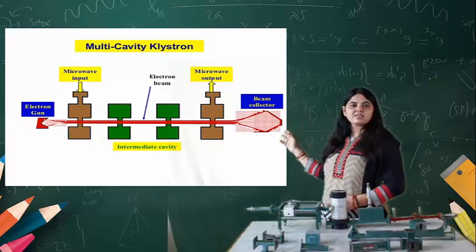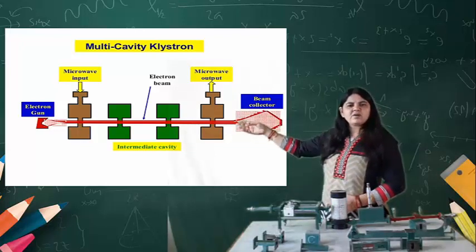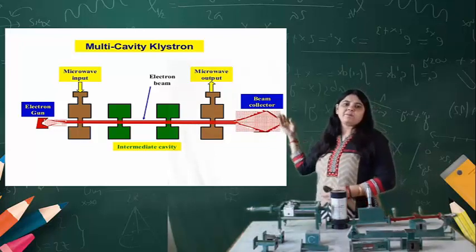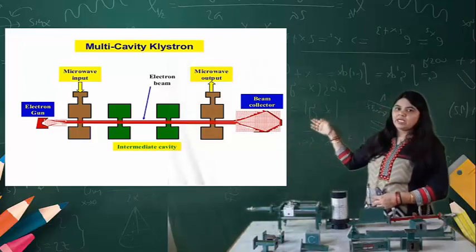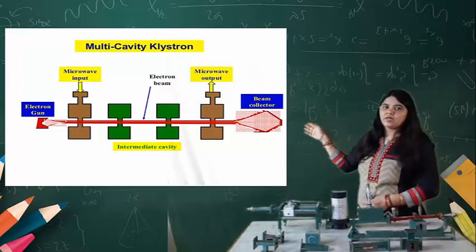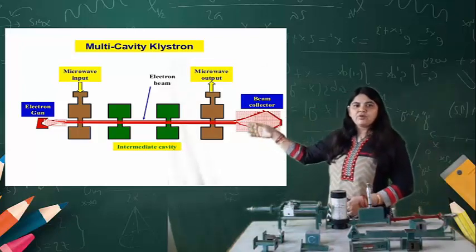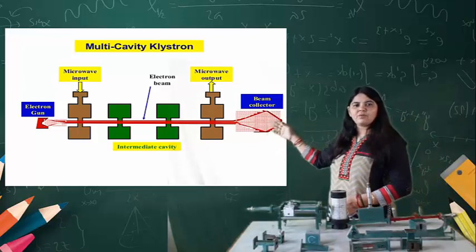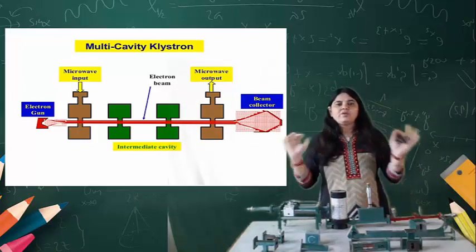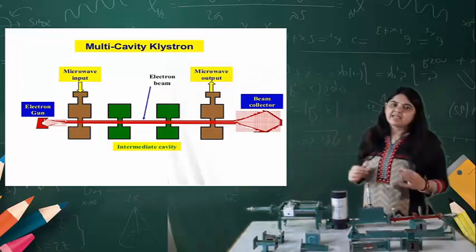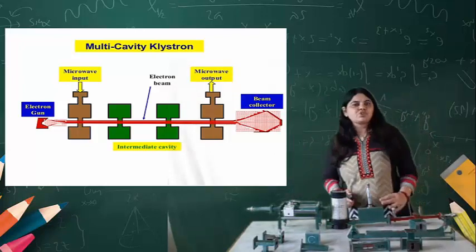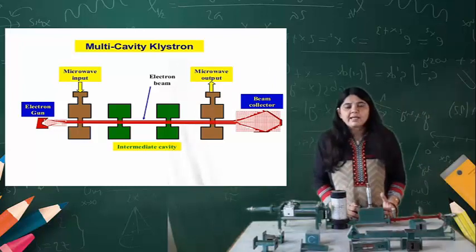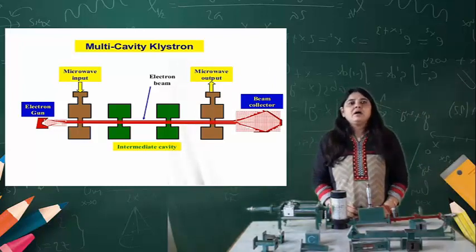The electron gun is there, and this is the beam collector, so all the beam can be collected over here. Over here you can see the microwave input, electron beam, and microwave output. So we have multiple cavities through which we are able to get higher gain. So that is about the multi-cavity klystron.